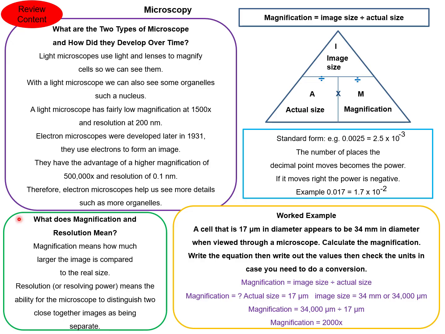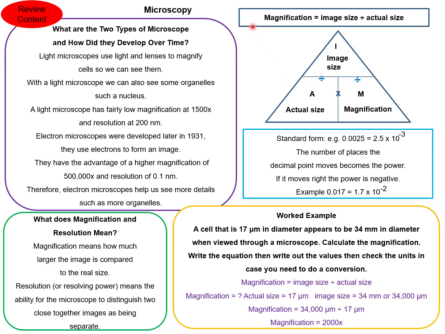What does magnification and resolution mean? Magnification means how much larger the image is compared to the real size. Resolution, or resolving power, you might see it referred to as, means the ability for the microscope to distinguish 2 close together images as being separate. So if you've looked at onion cells under the microscope, it's the light microscope that we usually have in the classroom, and we won't be able to see the cell wall and the cell membrane as 2 separate images, and that's because of the low resolution of the light microscope.